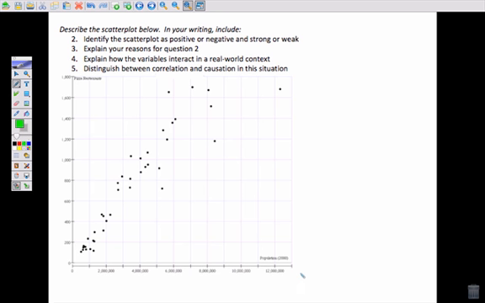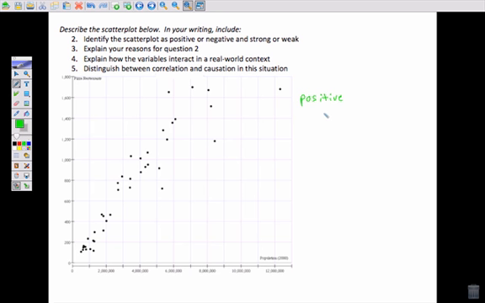Here's where most people on the test kind of went wrong, or at least got some points marked off. You needed all four parts of this. I think everyone first of all identified this as positive.